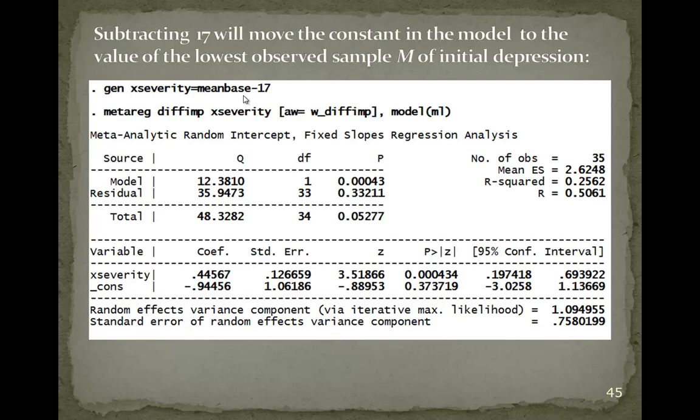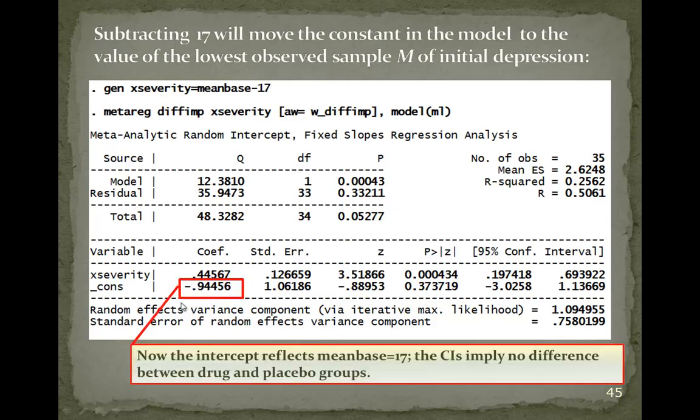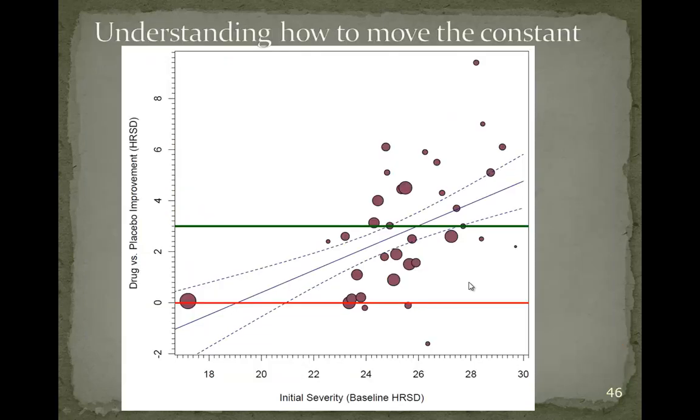You want to save your original values so you can use them for other purposes, right? So leave them alone. And then I rerun my metareg model, and everything in it's exactly the same except for the constant has changed. The constant is not constant. Now that constant is reflecting the initial severity of 17. And the confidence intervals imply no difference between the drug and placebo groups. Okay. In fact, if you look over here, they're intersecting 0, and that's exactly it.